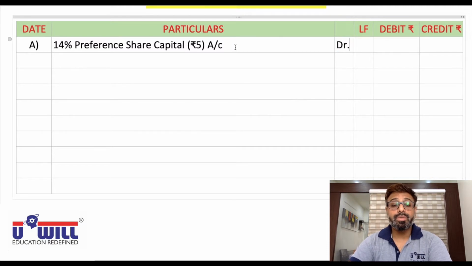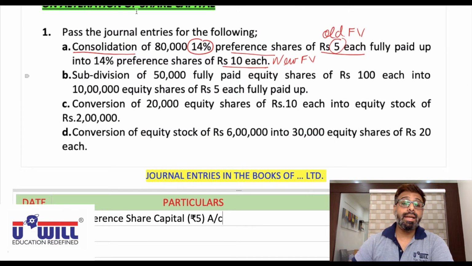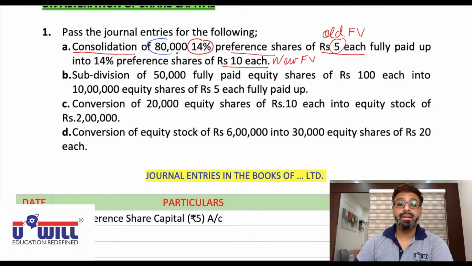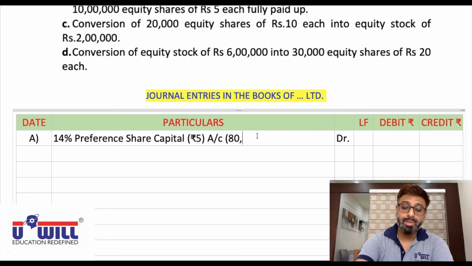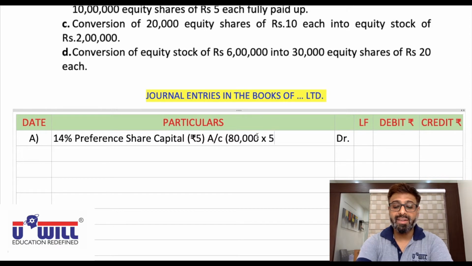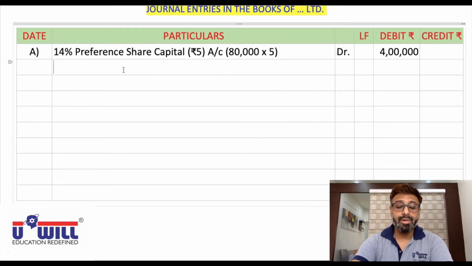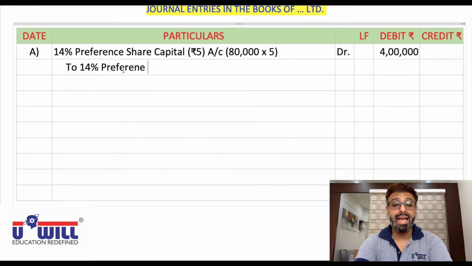Now what amount? As you all can see, 80,000 preference shares are there, multiplied by 5 rupees old face value, so 4 lakh rupees. Amount what we will get is 80,000 into 5, that is 4 lakhs. I hope everyone is clear with this. Now what we will credit is, to 14% preference share capital in bracket new face value.